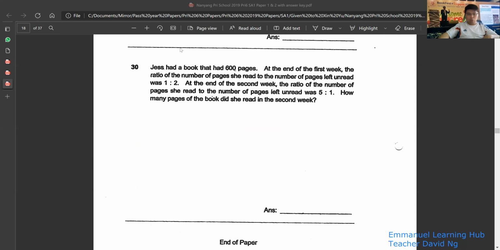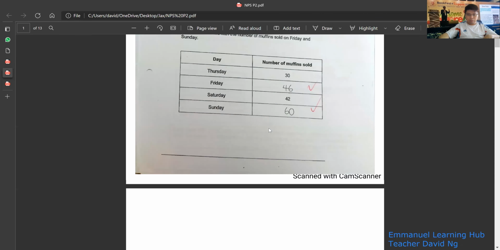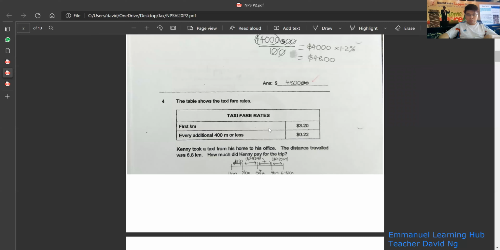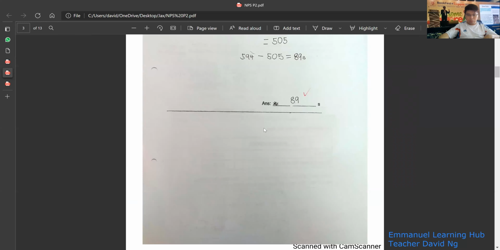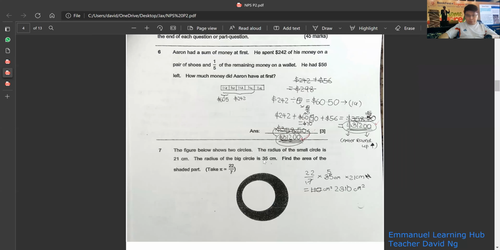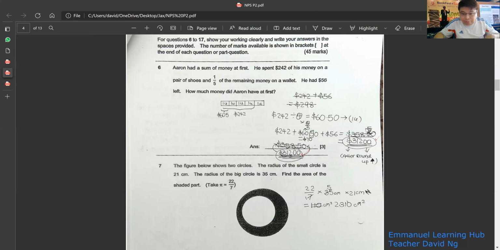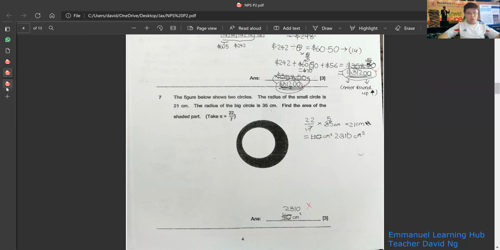Okay, let's move on to paper 2. Your paper 1 is okay already, right? It's correct, right? This is wrong. Number 7 is wrong. Number 6 is correct, right? Let me see my answer key for number 6. 312. Yeah, it's correct. Number 6, you got it right. Okay, number 7, circle question again. You got it wrong.